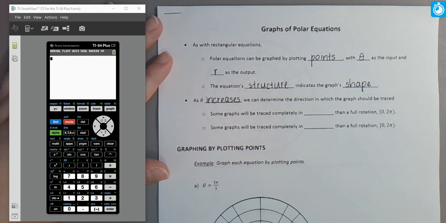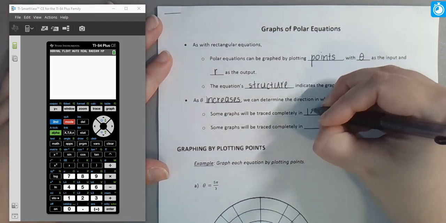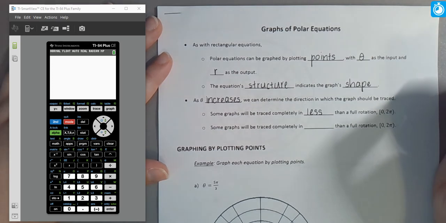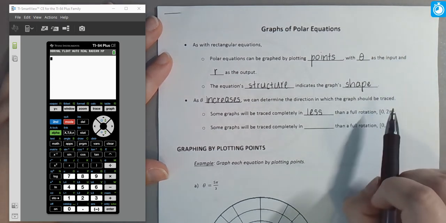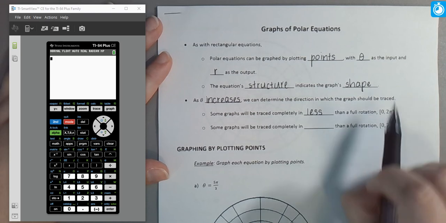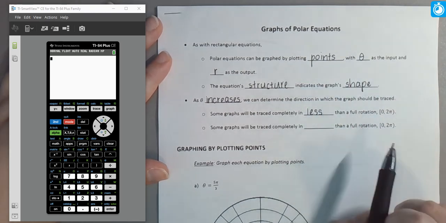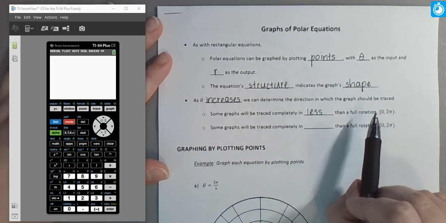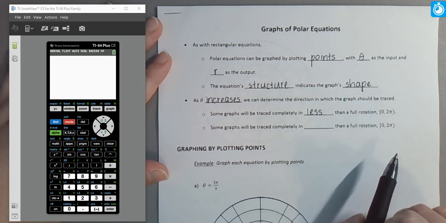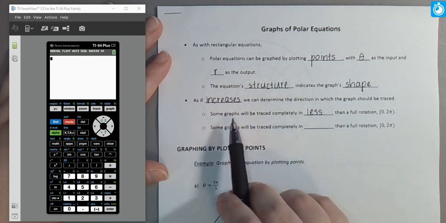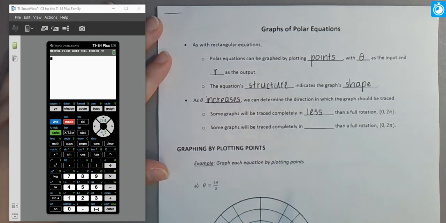One thing we have to keep in mind in terms of rotation, based on the complexity of the equations we see, is that some graphs can be traced and completed in less than a full rotation. In other words, if we look at values for theta all the way from 0 to 2 pi, we may find that we end up retracing some of the points we've already graphed. That means the whole graph is completed in less than one full rotation about the unit circle, if you want to think of it that way.